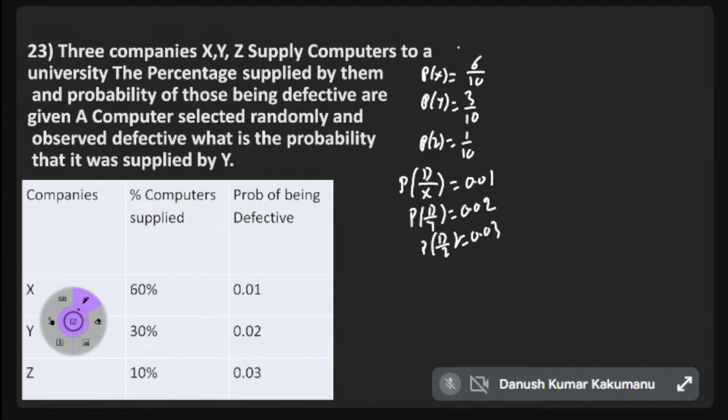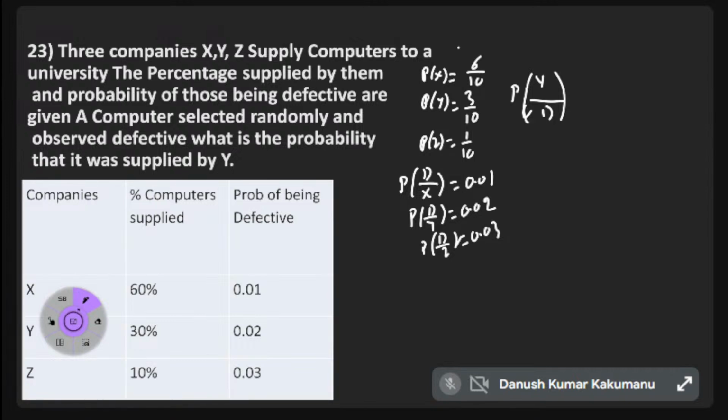Converting the question in terms of events is also very important. Will they give this type of big question? Not a big question. Then what is the question asking? One defective computer is given. What is the probability that it was supplied by Y? P of Y given D is what is being asked. Converting the question in terms of the events is also very important.